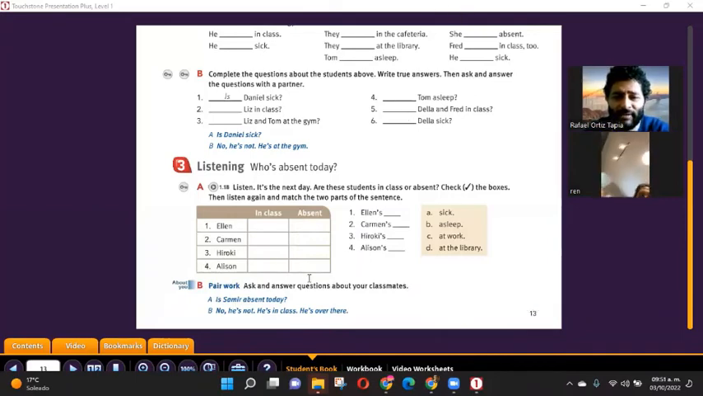Finally, ask and answer questions about your classmates. Okay, so we don't have classmates, so that's why we're not going to do this. But okay. ¿Cómo le preguntarías a alguien, ¿estás contenta o contento hoy? Hey, are you happy today? So how would you answer no? No, I'm not happy today.